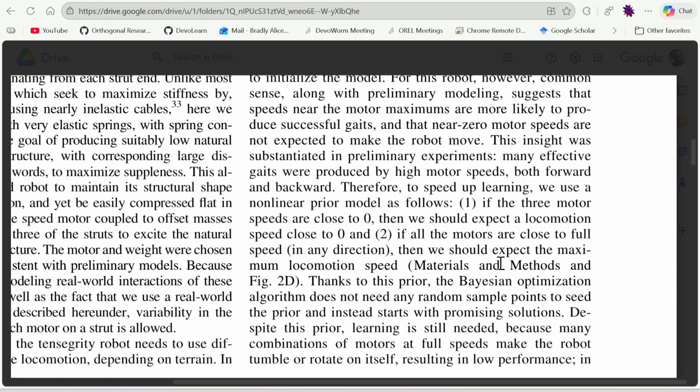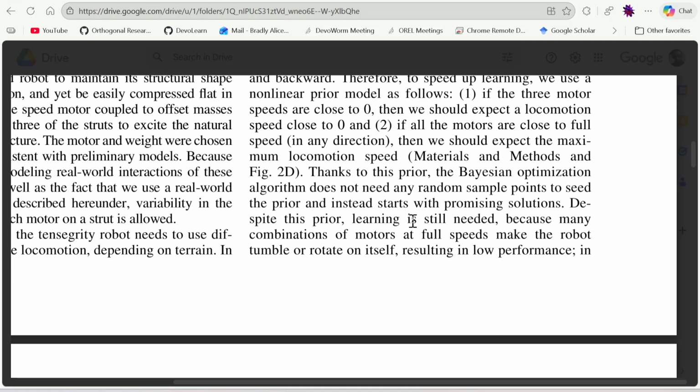Number one is that if the three motor speeds are close to zero, then we should expect a locomotion speed close to zero. And two, if all the motors are close to full speed in any direction, then we should expect the maximum locomotion speed. And so we don't need to seed our algorithm with any random sample points. We can start with our prior and work from there in Bayesian optimization.